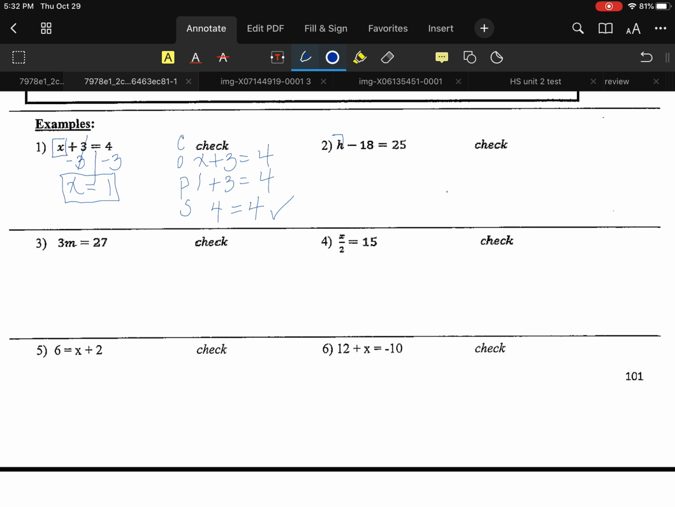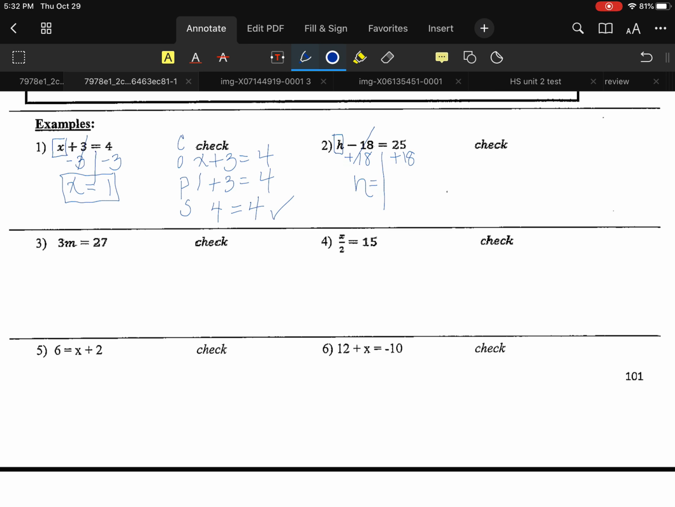Number 2, again, I want to isolate my variable. In this case, it's h, so I'm going to box it up. I want to move everything away from the h. So the opposite of subtracting 18 is to add 18. I want to get my like terms together, but they're on opposite sides of the equal sign, so you have to use those opposite operations. A negative 18 plus 18 is 0. Those are additive inverses or opposites. h equals 25 plus 18.